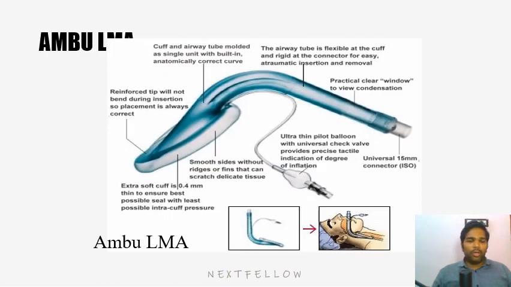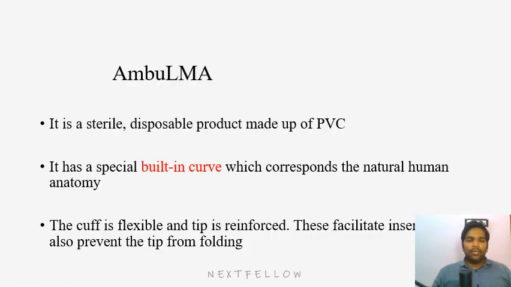Now this is the AMBU LMA. It is a preformed bent LMA which is very popular in anesthetic use, because it is very easy to insert. No need to extend the head. You can just insert it like this. Because of the preformed shape, it goes and fits very easily. It is also made of PVC and can be used multiple times. It is a sterile disposable product, but actually we use it multiple times. You remember disposable, and built-in curve. So it is very useful.